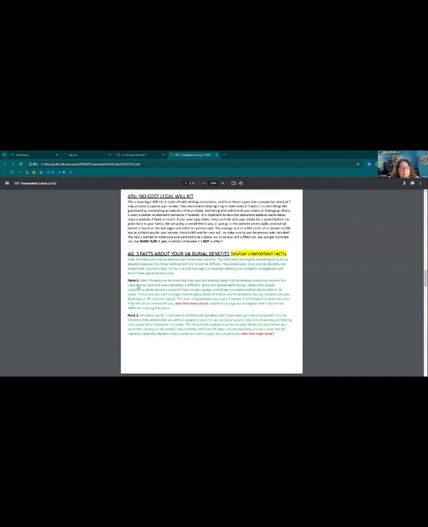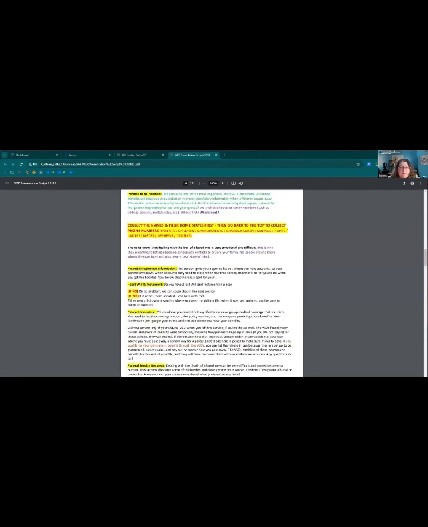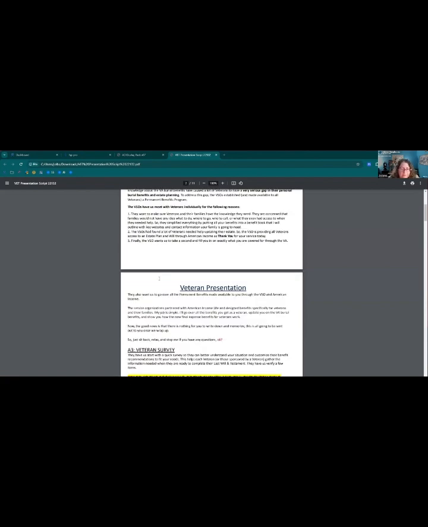When we get down to the 3 important facts, these are actual facts about the VA burial benefits. So when we look at these, this is complete credibility. This is telling them that we know what's going on, and a lot of veterans don't know what they're covered for. When we look at the green, you want to make sure that they're understanding what you're actually going through.